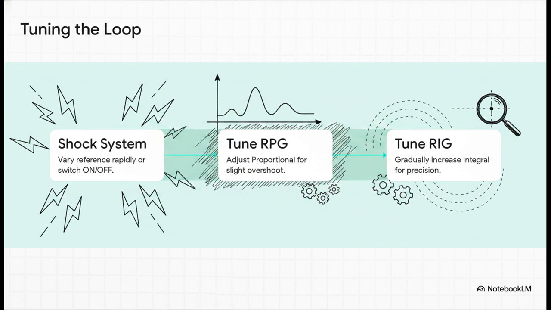Once you've nailed that quick but stable response, you can gradually increase your integral gain, RIG, to really dial in that steady-state pinpoint precision. But remember, you've got to move slowly. Pushing these gains up too high, too fast, that's going to cause violent mechanical instability, and nobody wants that.